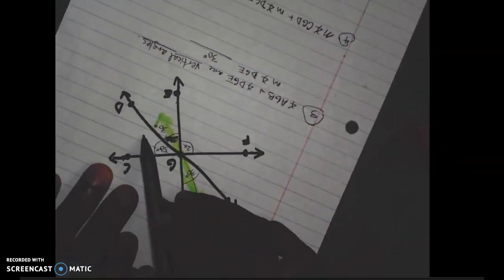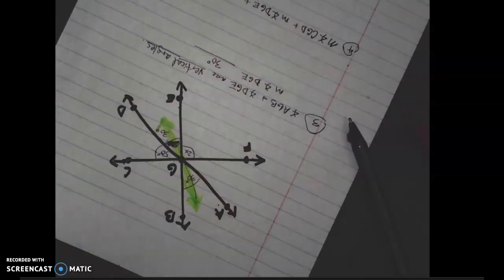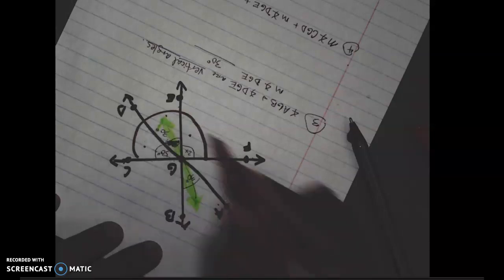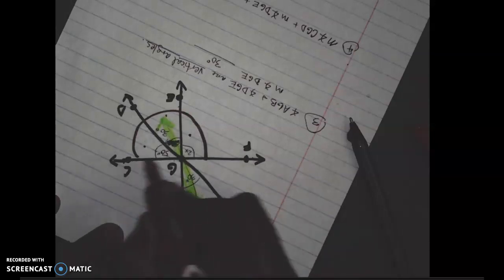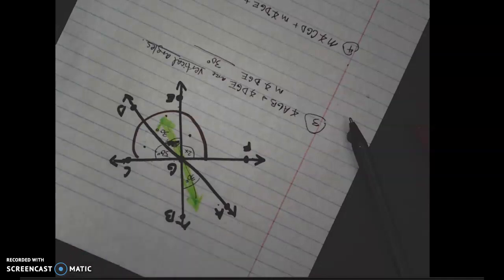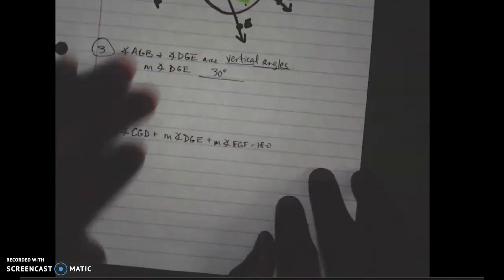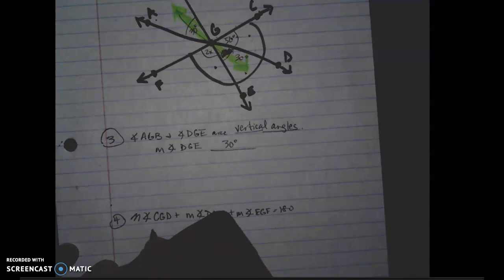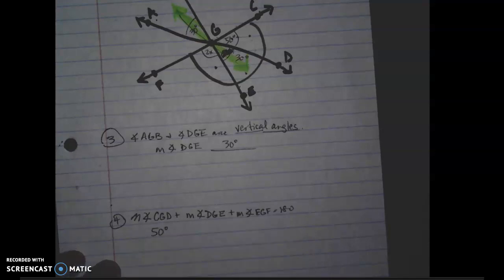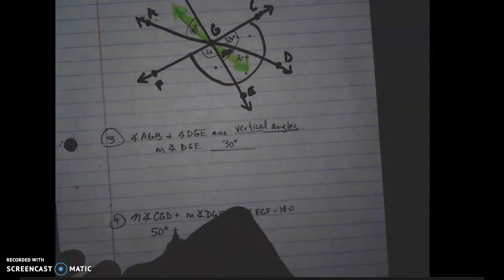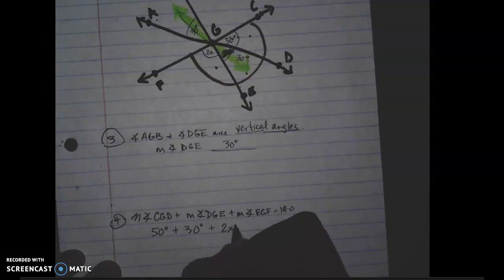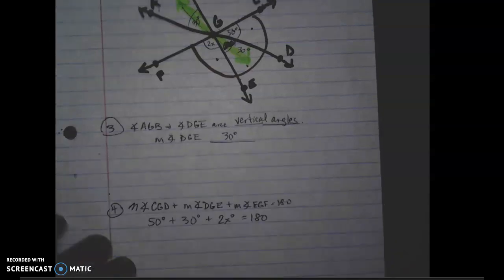So if I flip my paper over, just so we can see these three, if I orient this a certain way, I know that these three angles, 1, 2, 3, will equal how many degrees? Because they're along a straight line, also known as a straight angle, they must equal 180 degrees, which is what I have written here. So let's go ahead and write this down. We have angle CGD, which is 50 degrees. We have angle DGE, which is 30 degrees. And then we have the measure of angle EGF, which is 2x degrees, and that must equal 180.